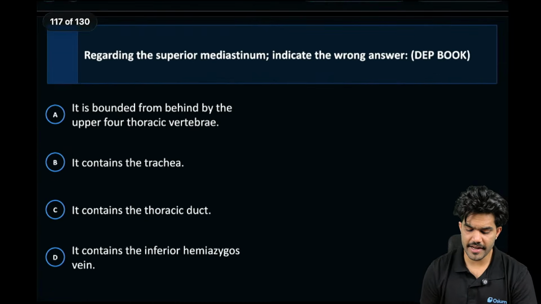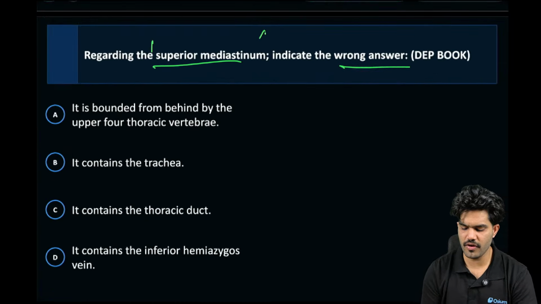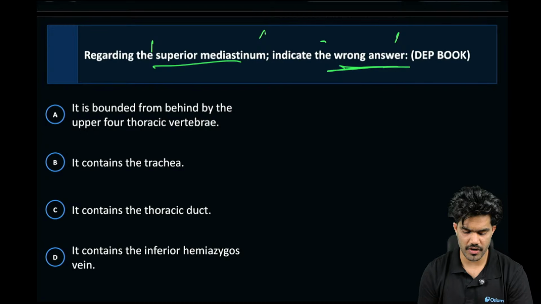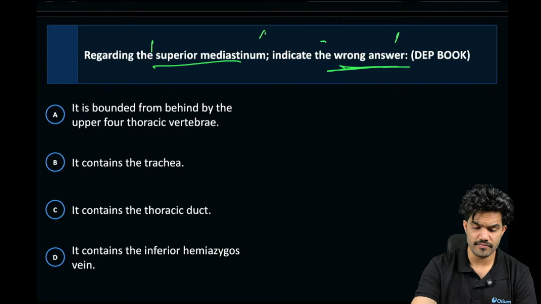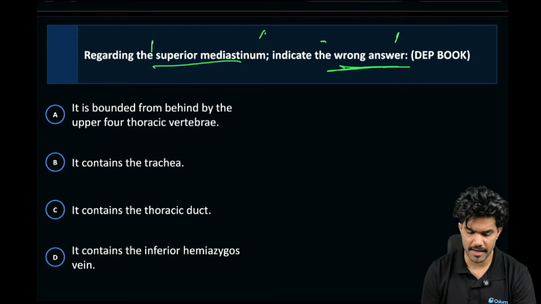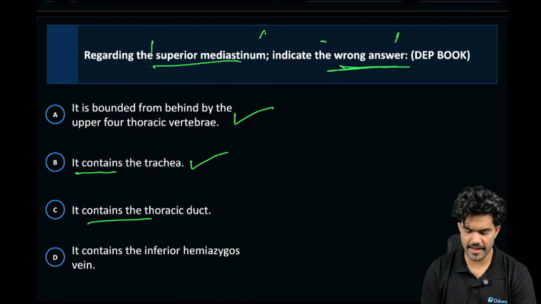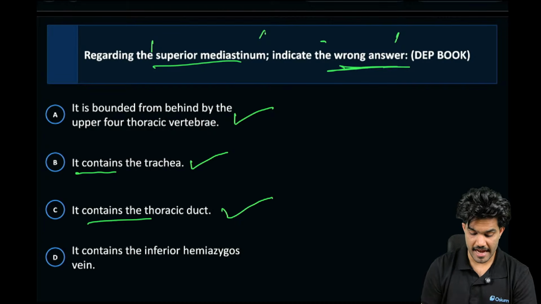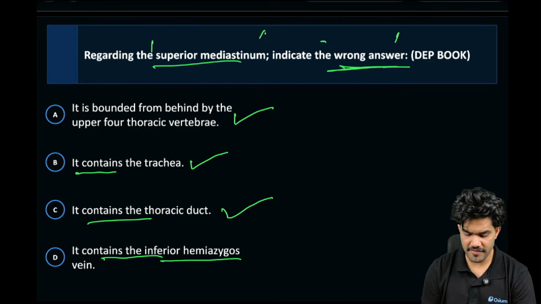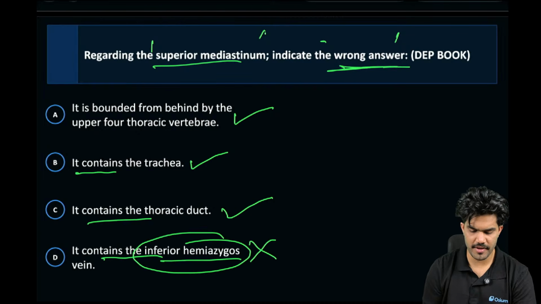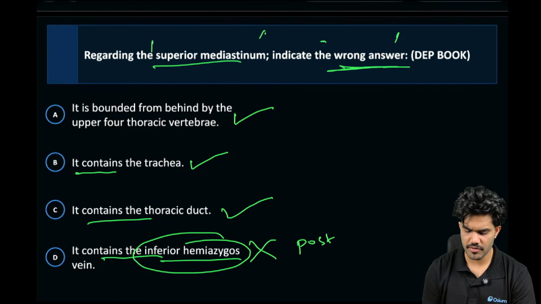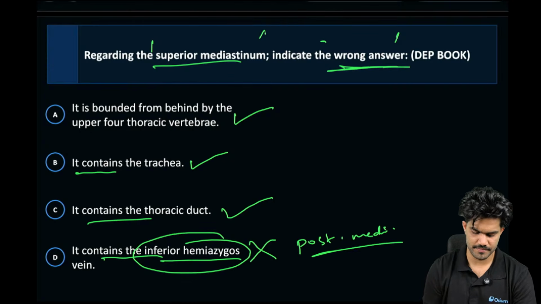Now, regarding the superior mediastinum, indicate the wrong answer. It is bounded from behind by the upper four thoracic vertebrae. Yes. It contains trachea. Yes. It contains thoracic duct. Yes. It contains inferior hemiazygos? No, inferior hemiazygos for sure it is not. Inferior hemiazygos is in the posterior mediastinum. This is the incorrect option.